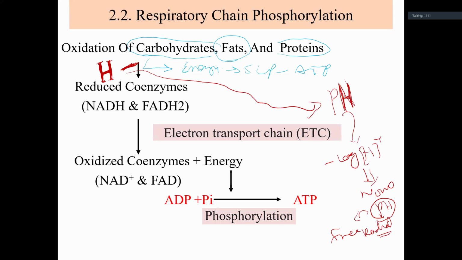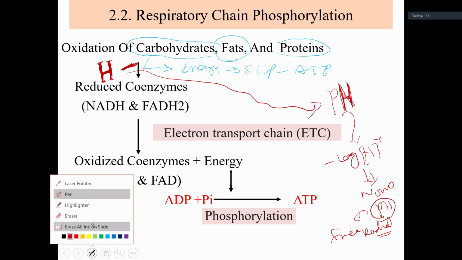Is this clear? Yes. So you cannot let this hydrogen be free. So then what will happen? If you cannot let hydrogen be free, and in the oxidation of carbohydrate, fat, and protein, millions of hydrogen are formed, then what will happen? So then what do you have?